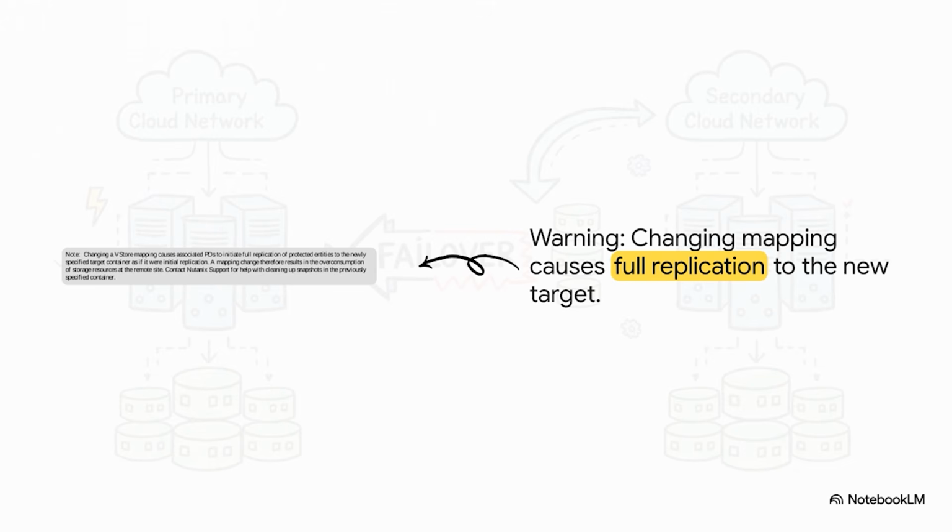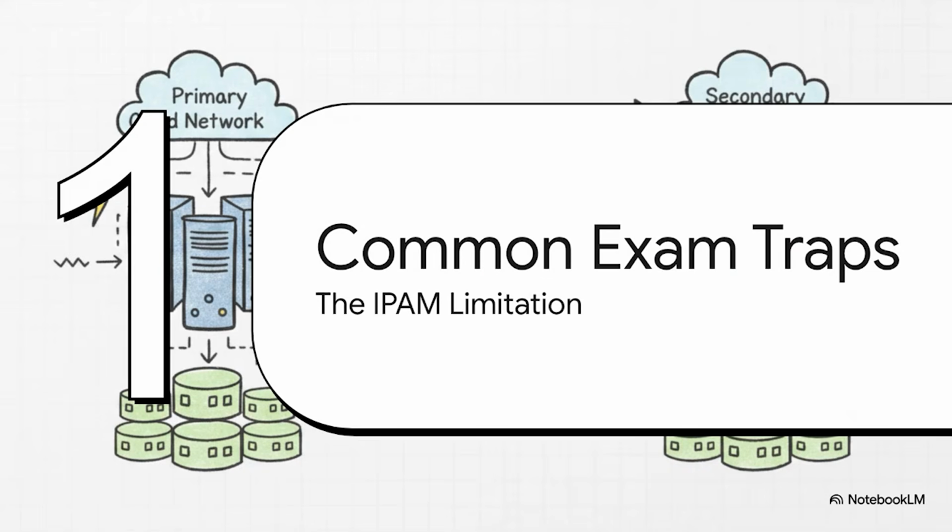You are going to chew up tons of storage resources and probably crush your WAN link. If you absolutely have to reconfigure a vStore mapping, you need to first delete or unprotect the vStore, make your change, and then protect it all over again. Let's roll right into Section 3, Common Exam Traps, specifically the IPAM limitation.